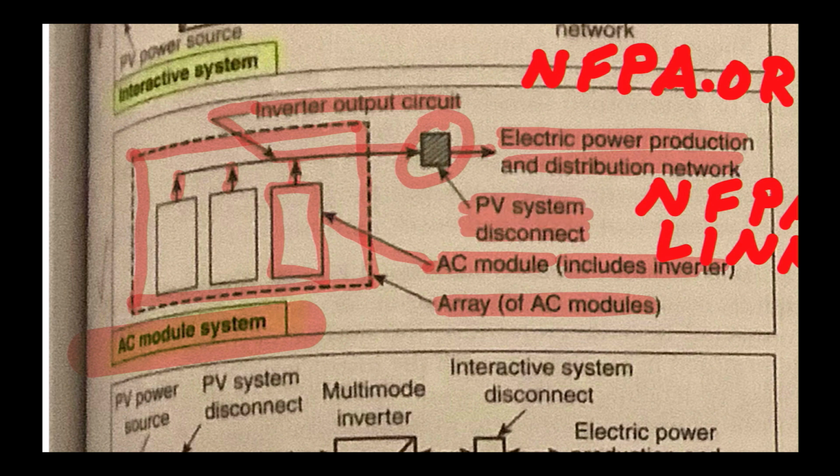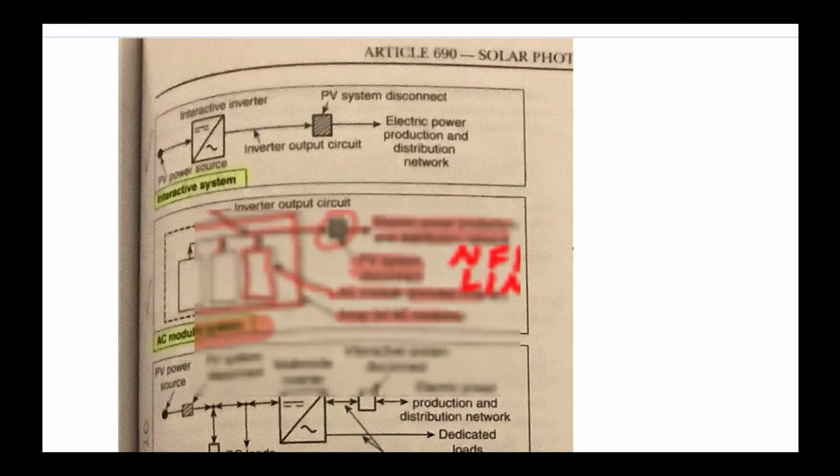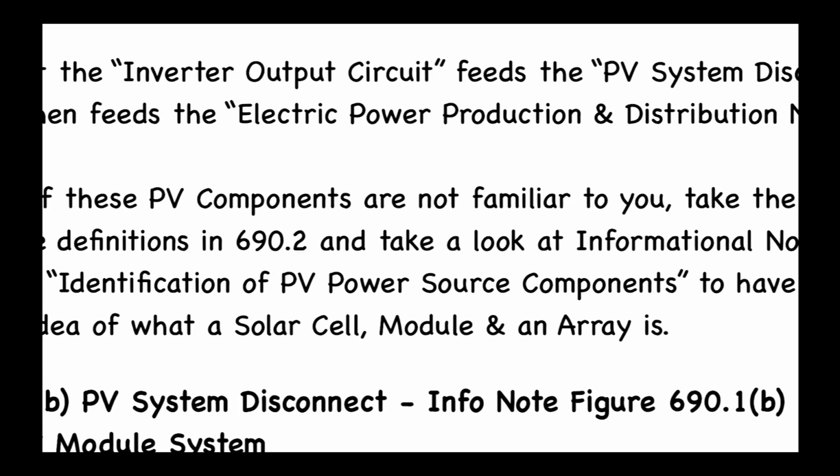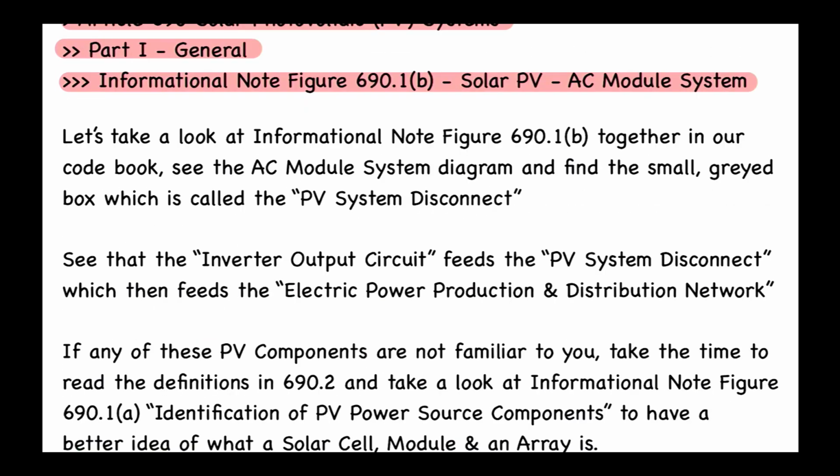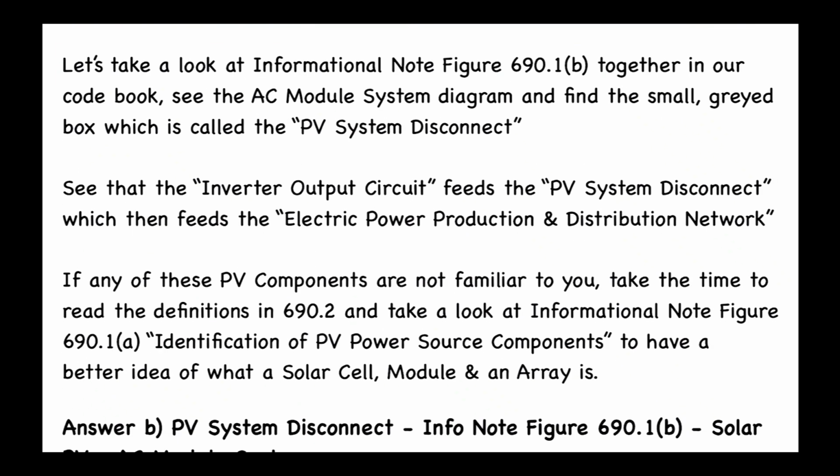All right, so let's go back into our book and see what we wrote there to talk about the answer that we've got here. Now that we've taken a look at a picture, a diagram, we have a better idea of what we can talk about. Let's take a look at the informational note figure 690.1b, which we just did together.